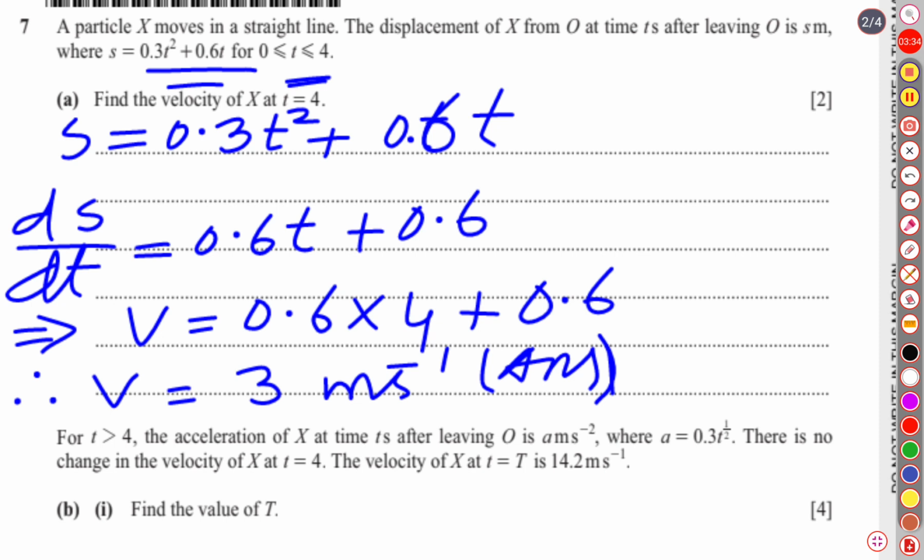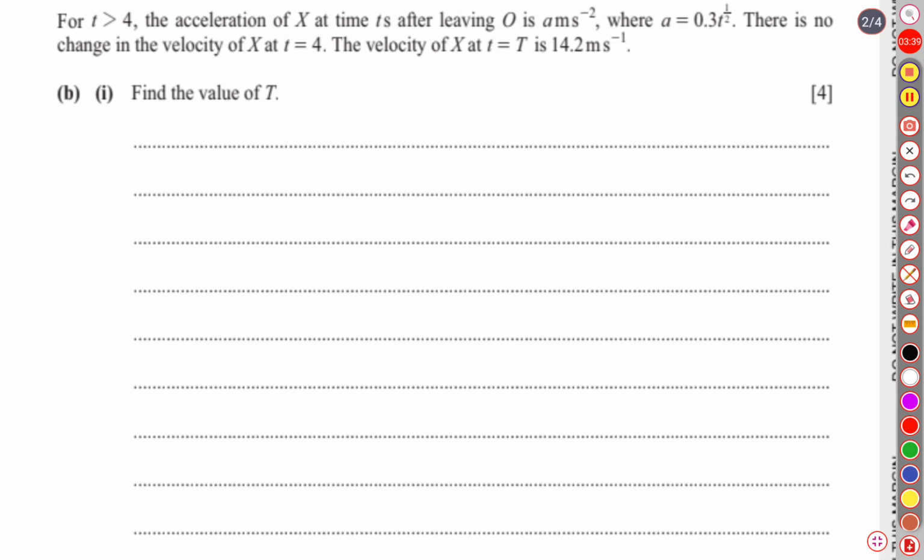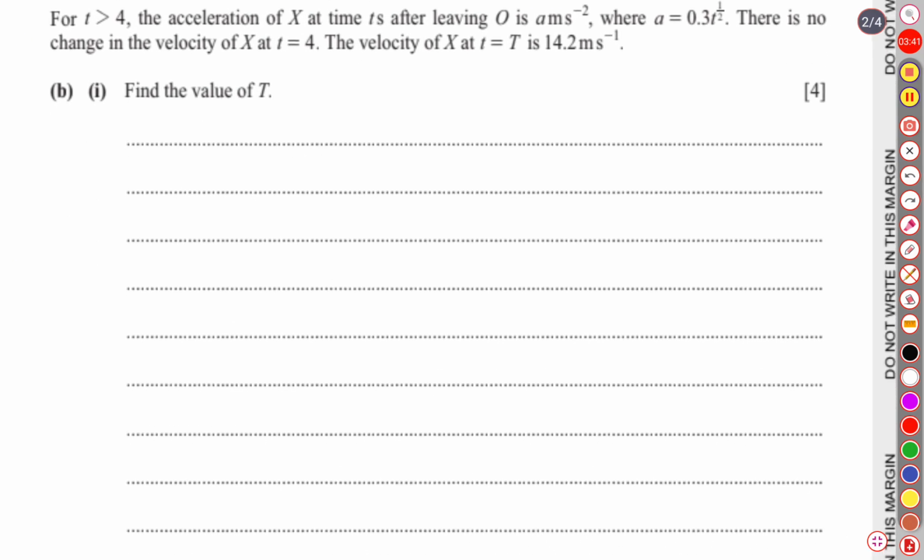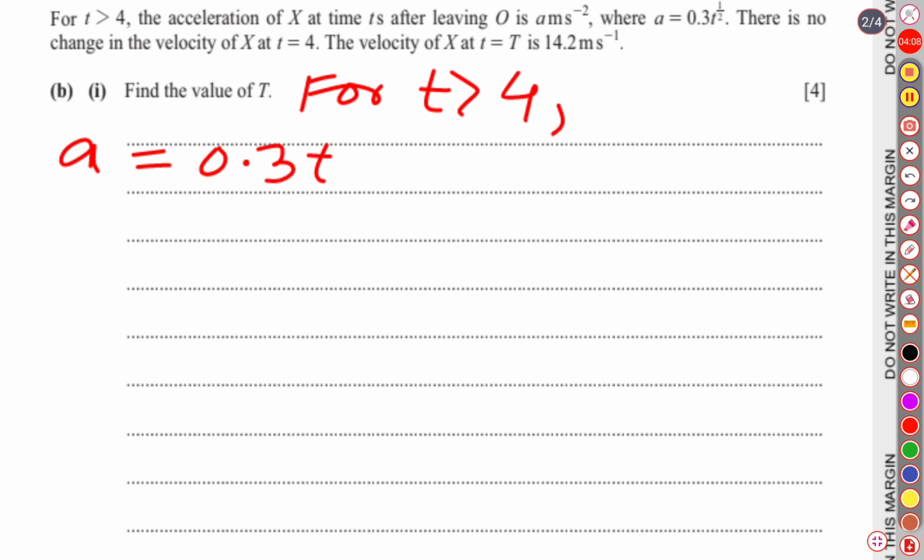In this part of the question, they have given us acceleration, and from acceleration we'll have to turn back to velocity. If we turn back from acceleration to velocity, we'll have to integrate the expression. So let us write, for t greater than 4, acceleration is given 0.3 into t raised to half.